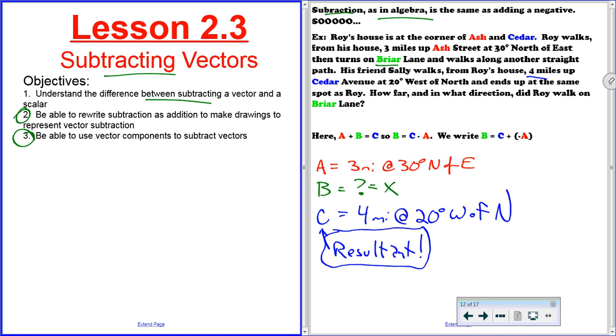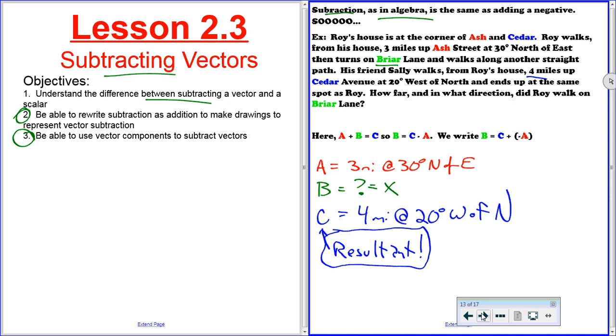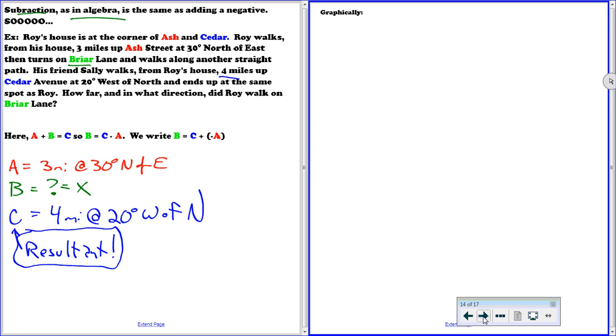So how do we solve this? We've got to figure out what vector B is that's going to get us to that resultant vector. All right, so there are two ways to think about this. The first way would be graphically. Okay, so let's do this.